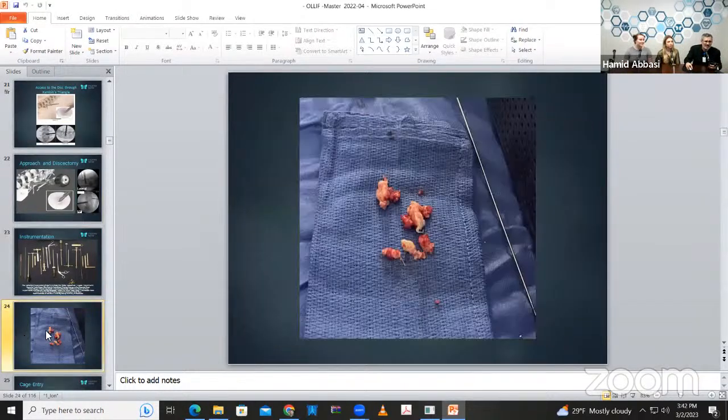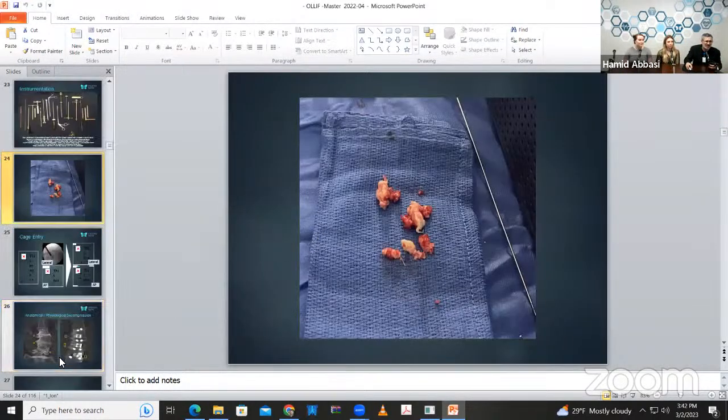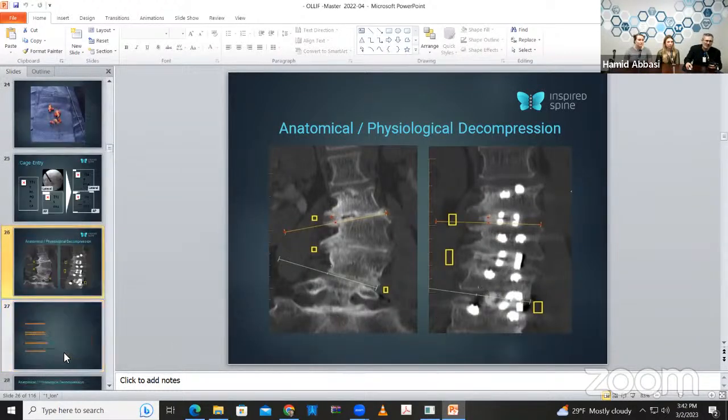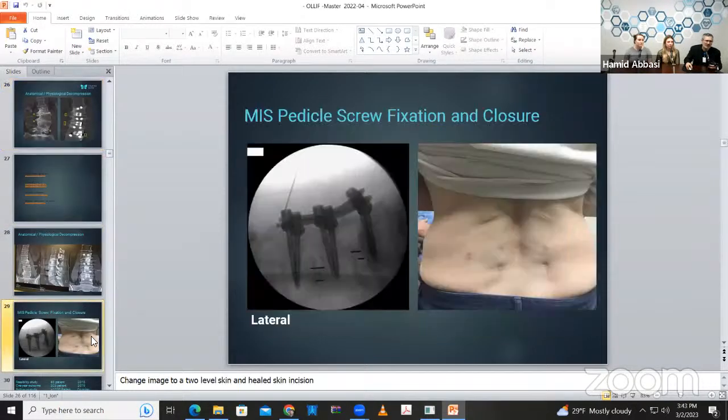We remove the disc. These are the contents of the disc. And then look at that. This patient has a scoliosis. We put those spacers in strategic locations to straighten the spine. And then over multiple small incisions, we put screws in. Look at that here.